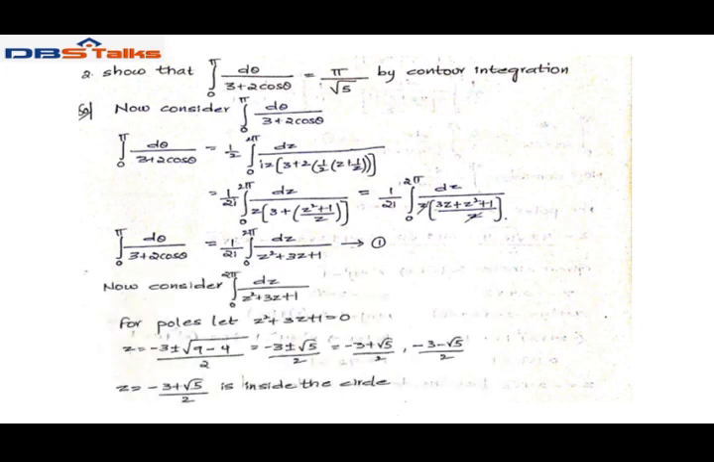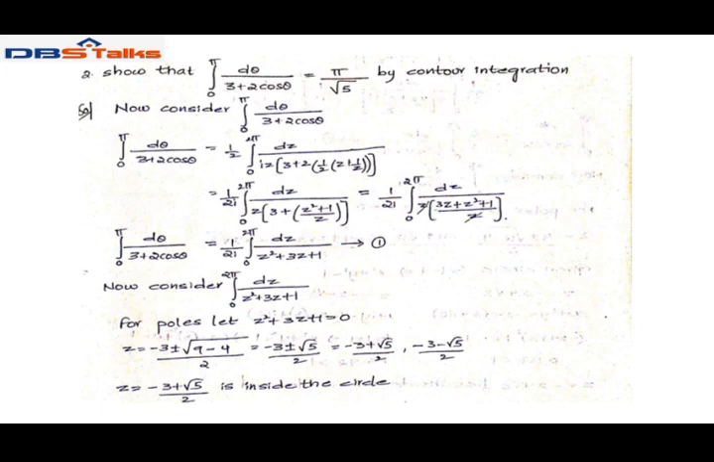Now consider equation 1. First, to find the integral value, integral 0 to 2 pi dz by z square plus 3z plus 1. For poles, let the denominator be equal to 0, that is z square plus 3z plus 1 equal to 0. Then we find the poles using the formula minus b plus or minus root of b square minus 4ac by 2a, we get minus 3 plus or minus root 5 by 2. So these are two poles, minus 3 plus root 5 by 2 and minus 3 minus root 5 by 2.